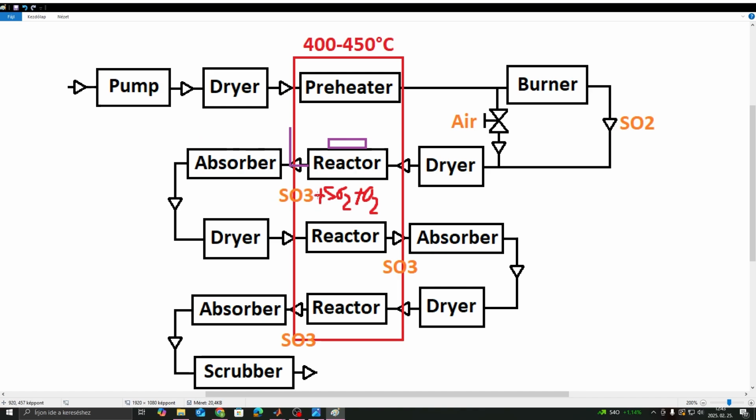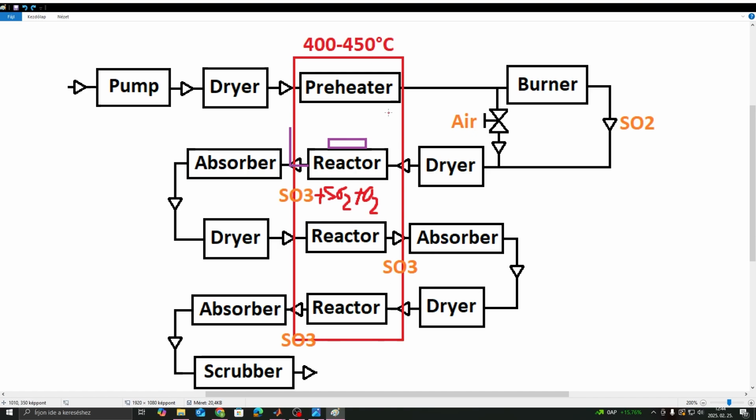Oxygen can also be in the air. The absorber is there to absorb the SO3 from the gas mixture, and then the remaining gases, the SO2 that has not been captured by the absorber and the oxygen, go through a dryer, because the absorbers always contain some water, and some water will always escape, and thus we need to dry the gas mix again. Then another reactor, then an absorber, and we do this 3 times actually.